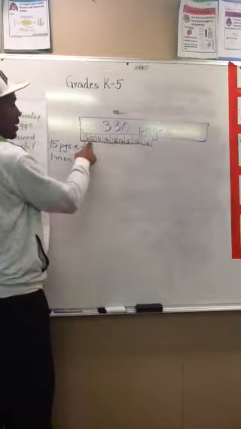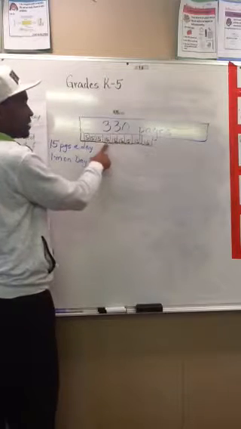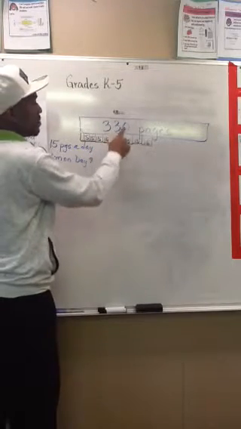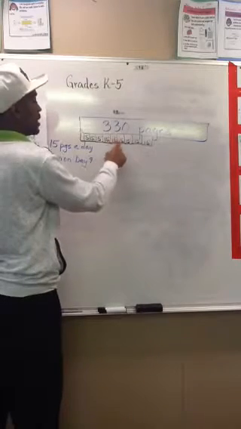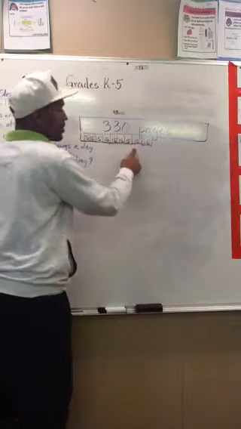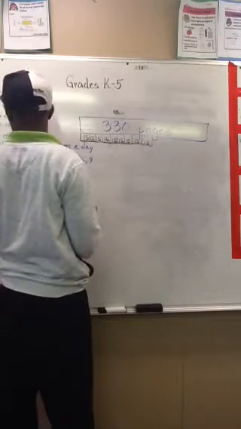15 and 15 is 30. 30 plus 15 is 45. 45 plus 15 is 60. 60 plus 15 is 75. 75 plus 15 is 90. 90 plus 15 is 105. 105 plus 15 is 120. 120 plus 15 is 135.